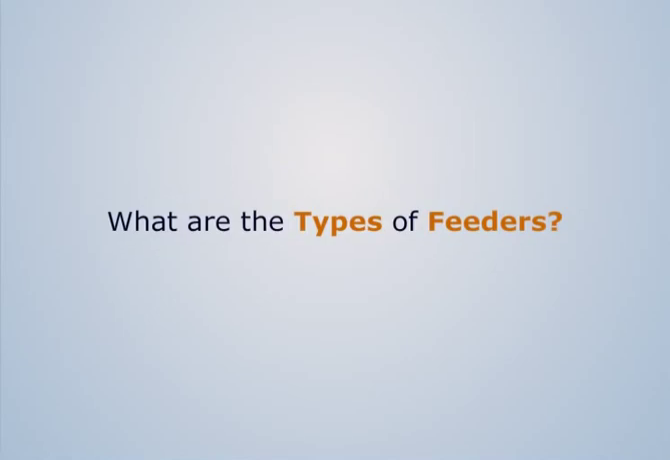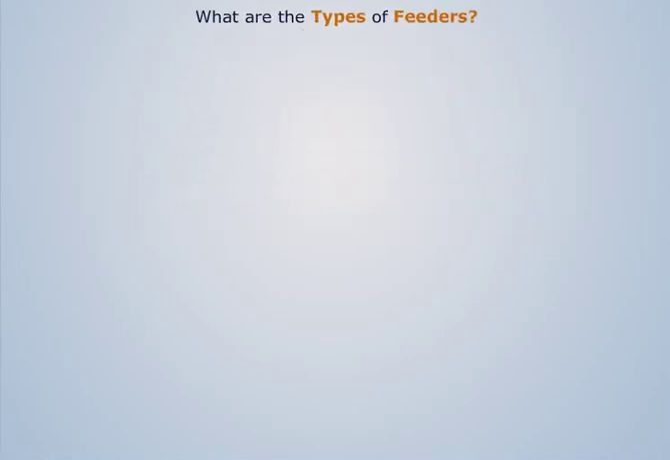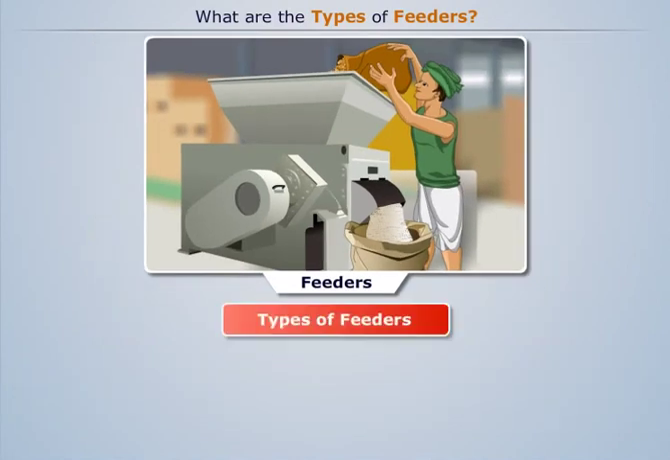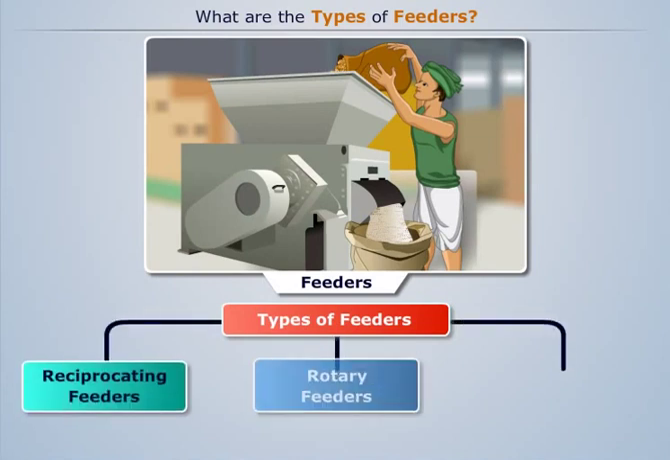What are the types of feeders? We know that a feeder is a device used in the automated industry which provides the raw materials in the production line in a pre-programmed sequence. They are classified under three types: reciprocating feeders, rotary feeders, and belt feeders. Some of the commonly used feeders are as follows.